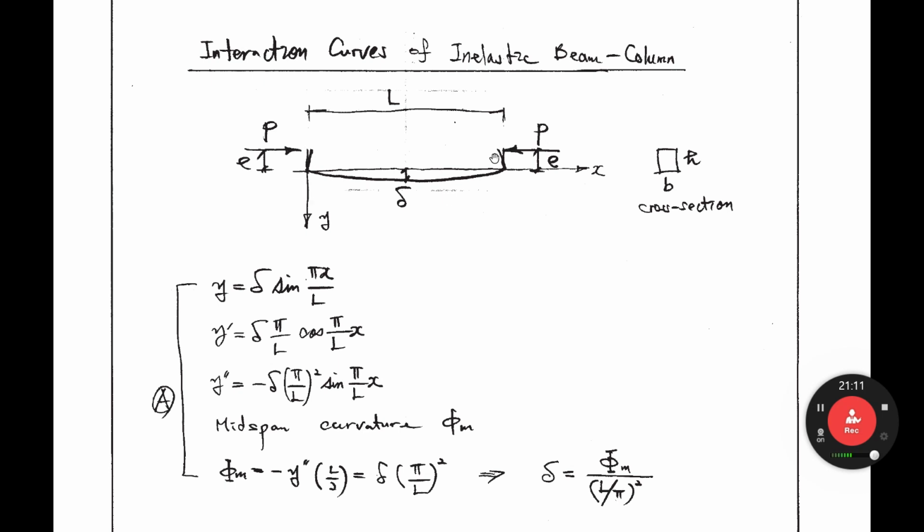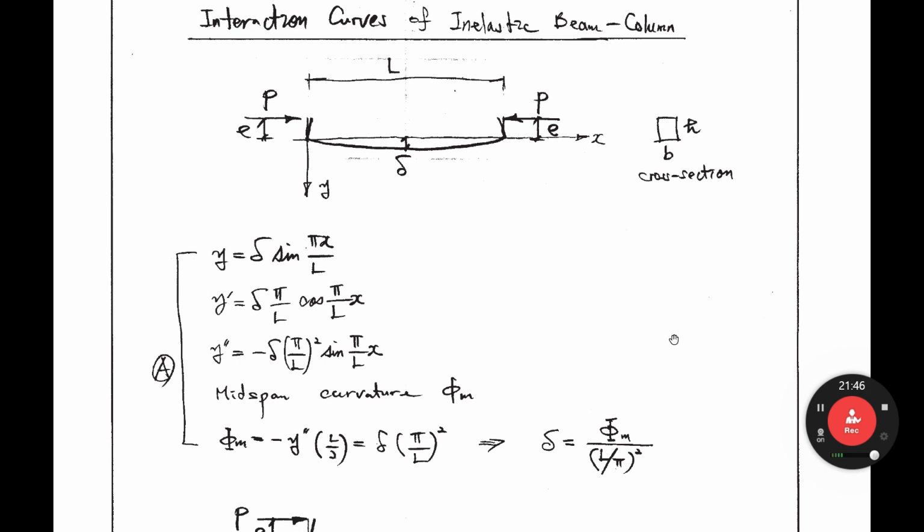This column is subjected to axial force, but the axial force has some eccentricity. So although there is no moment applied, this axial force causes bending moment due to this Pe, P times e. Let's consider a rectangular cross-section. So let's assume this deformed shape is a sine curve. The delta at mid-length, the y at mid-length, is delta. So y equals delta sine pi x over L. If you take the derivative, then delta pi over L cosine pi x over L. The second derivative is minus delta pi over L squared sine pi x over L.